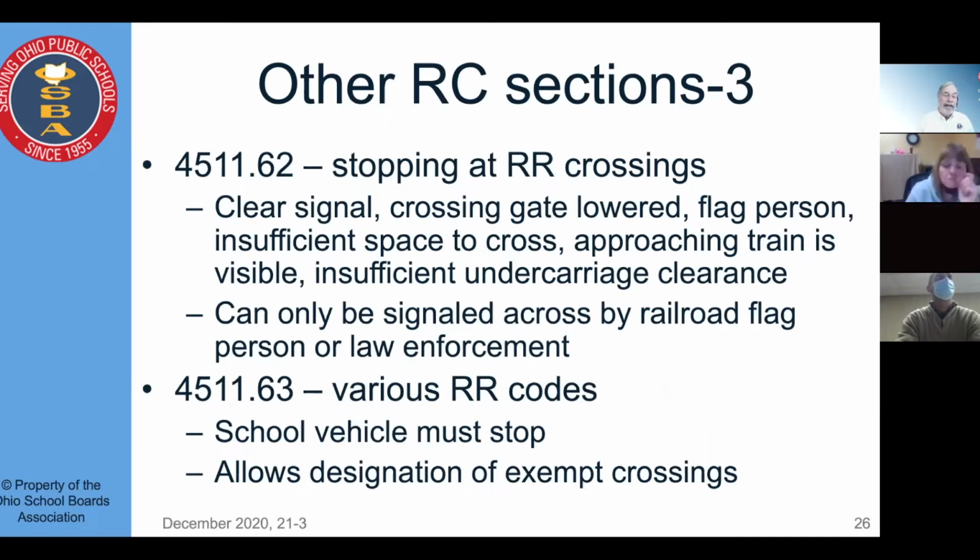And likewise, they can't call you by radio and say, what do I do? Motorola is not authorized to tell them to cross the tracks. The only way a bus can go across when there's one of the conditions in the above paragraph is if they're signaled across by either a railroad flag person or law enforcement. So quite frankly, usually the easiest thing to do is to have them turn around and go a different route.